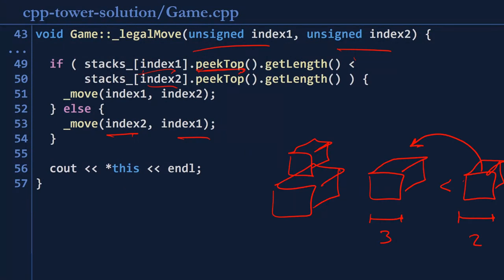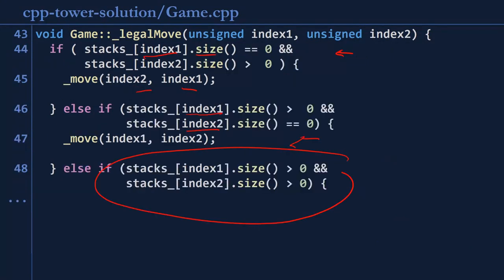So the entire function has the logic to check whether or not any of the stacks are empty. And if one of the stacks is empty, we know that the other move has to be valid. If both stacks are not empty, we can actually then compare the top cube.